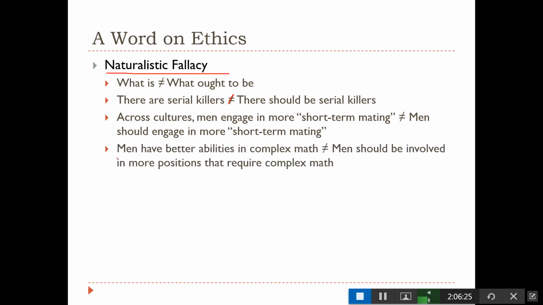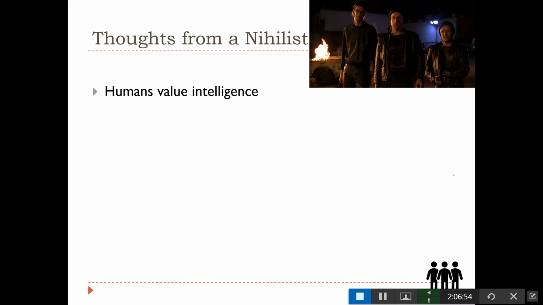So same thing. Men have better abilities in complex math. Doesn't mean that men should be involved in more positions that require complex math. That doesn't mean that you should discriminate in your hiring just because there's a dude there. Or same thing with females. Okay. So this is the naturalistic fallacy, when people believe what is should be what ought to be. But this isn't the case, right? We find these differences, but so what? That doesn't mean that that's the way the world should be. We just can detect these differences, okay?